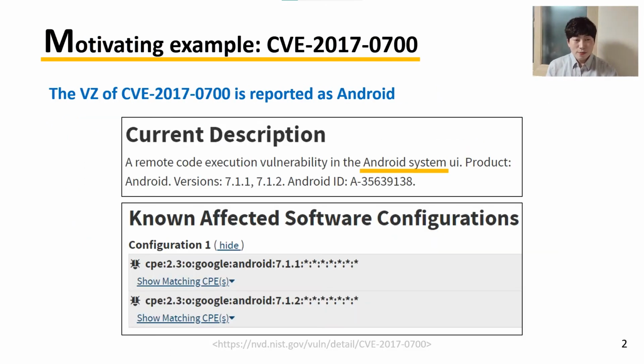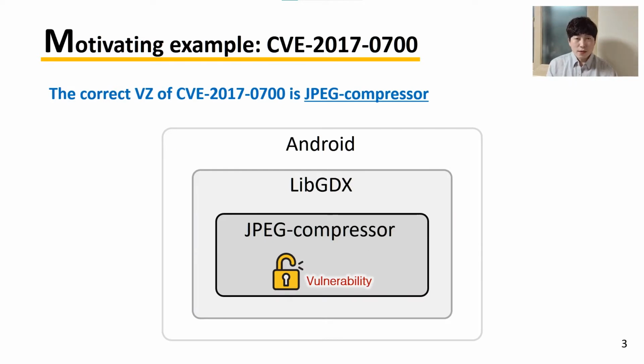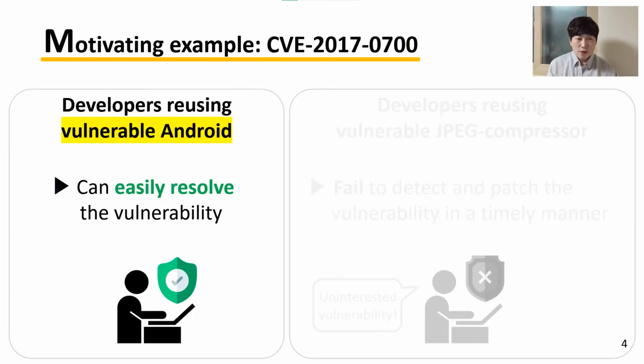As a motivating example, we introduce the CVE-2017-0700 case. Its description states that it is a remote code execution vulnerability in the Android system. However, we confirm that the correct VZ of this CVE is the JPEG compressor reused in RipGDX, which is further reused in Android. In this situation, developers reusing vulnerable versions of Android can easily resolve the vulnerability because the CVE has been reported as an Android vulnerability.